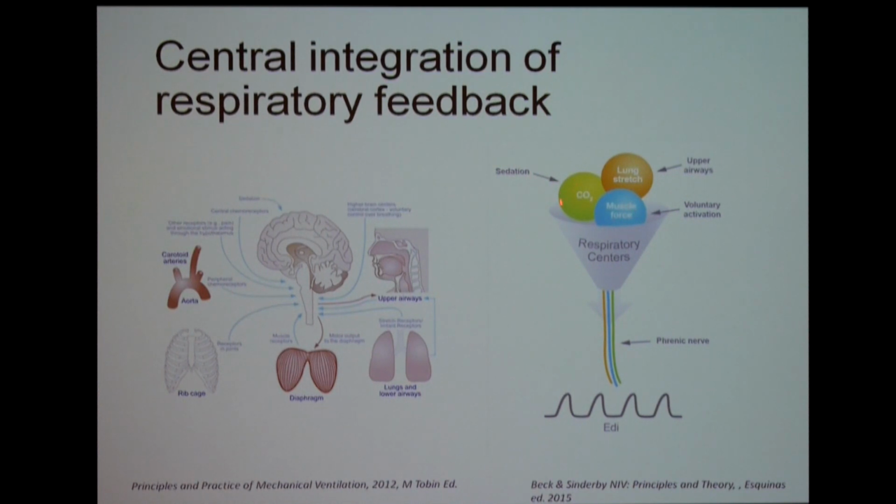But I really wanted to point out the three major factors that are at play inside the respiratory centers and how they all converge on the output to the diaphragm. So I color-coded lung stretch, muscle force, and the CO2 response into the phrenic nerves, and this is what controls our EDI signal. So these are the three main factors.